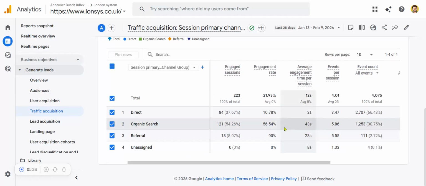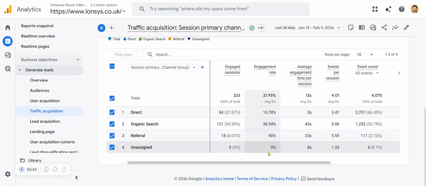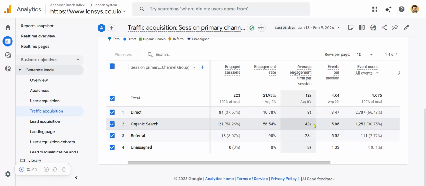So you see, you have a 56% engagement rate here, and average time per session, the amount of time each session is by average. Then the events per session is also a key metric here. So that means each person that starts a session does at least 6 events before he moves on to something else.